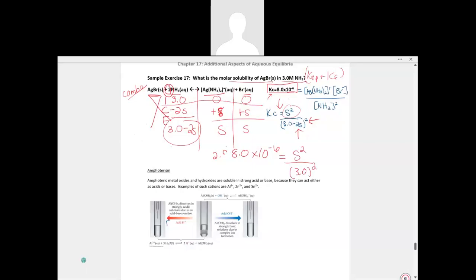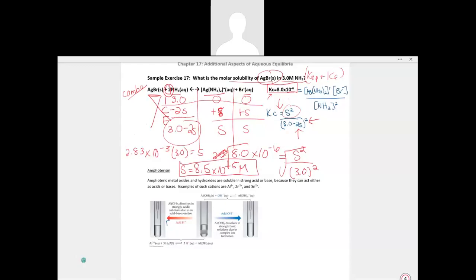So let's rearrange this. Now first we're going to take the square root of both sides, so we'll simplify our equation. Then we get this value over here, 2.83 times 10 to the negative 3. We'll multiply that by the square root of 3 squared, so times 3.0, and this will be equal to S. So our solubility for this is found to be about 8.5 times 10 to the negative 5th molar. And again, that's the molar solubility of our silver bromide.